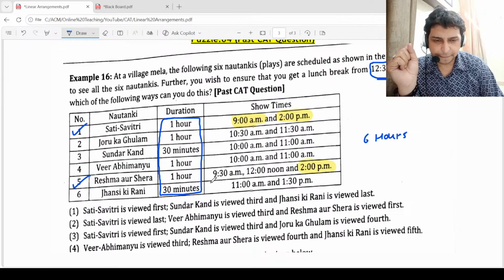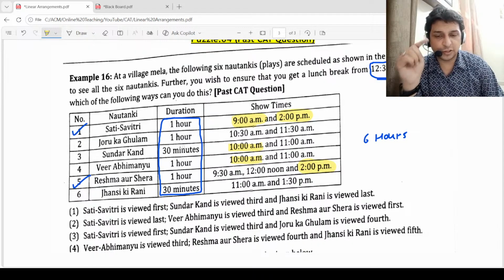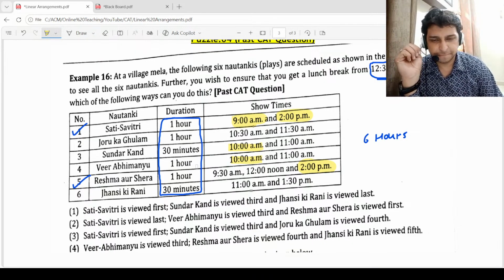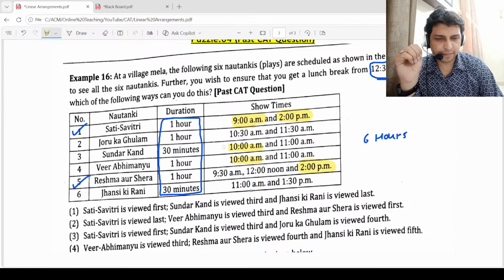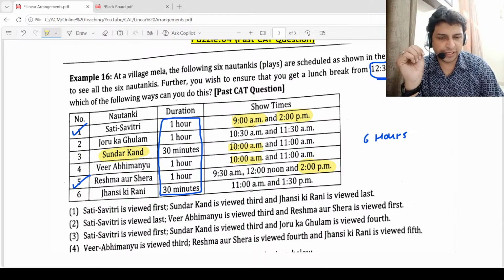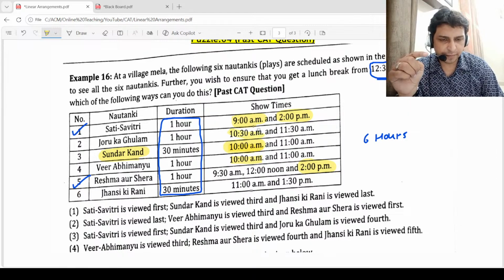Now at 10 a.m. the option I have is either Sundarkand or Veer Abhimanyu. There are only two shows running at 10 a.m. One is of 30 minutes, another is for 1 hour. Let's take one by one. If I watch the show at 10 a.m., let's take Sundarkand first. This will go till 10:30. Now for 10:30, I have only one option, to watch Joru Ka Gulam. It will go for 1 hour.